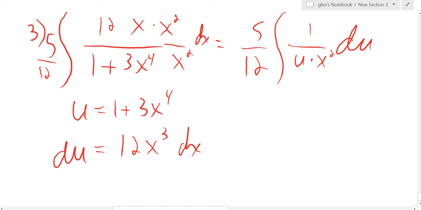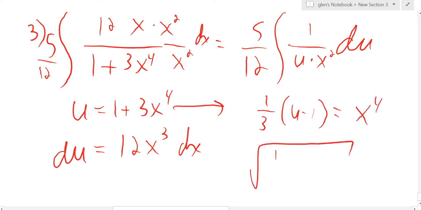Can't you just solve for x squared? So we could come down here and solve for x squared, but it's going to be a huge pain. We'd have to do minus 1, divide by 3, right? So that's 1/3 u minus 1 equals x to the 4th. And then we have to take the square root to get x squared. Does it look like plugging this in for x squared, which we can do, is something we're going to be able to integrate? No, that's a nightmare. That's a hideous looking thing.